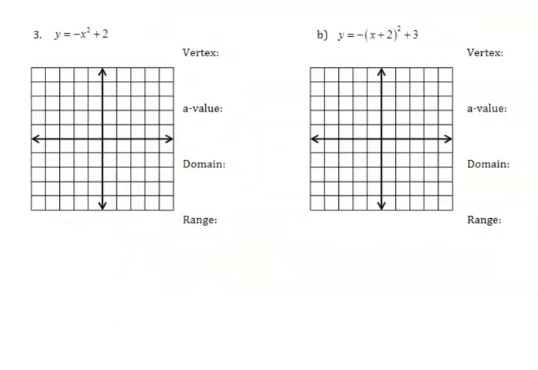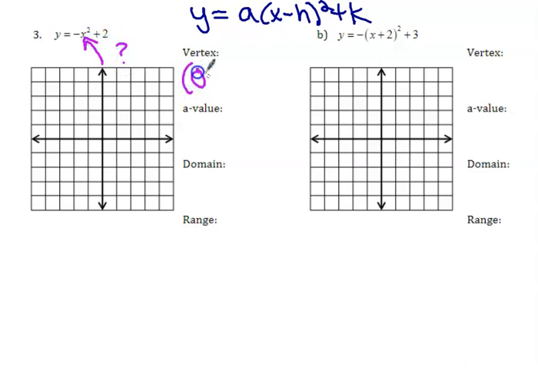All right, now let's look at these next few. A little bit different and a little bit the same. So again, I'm going to rewrite y equals a times x minus h squared plus k. So then I know what I'm doing. All right, so I have negative x squared plus 2. So my vertex, is there a parentheses? No, so your h is 0. Your outside number is 2. So your vertex will be 0, 2.